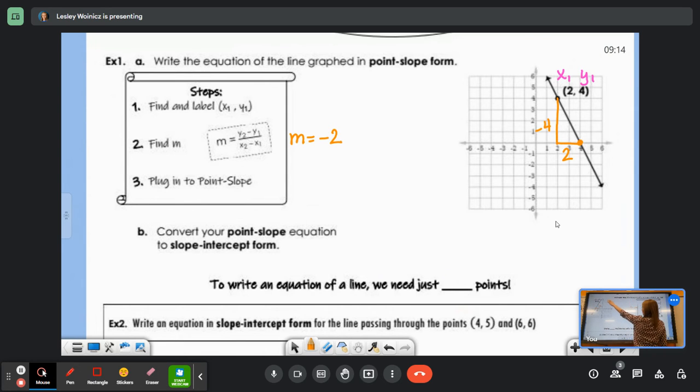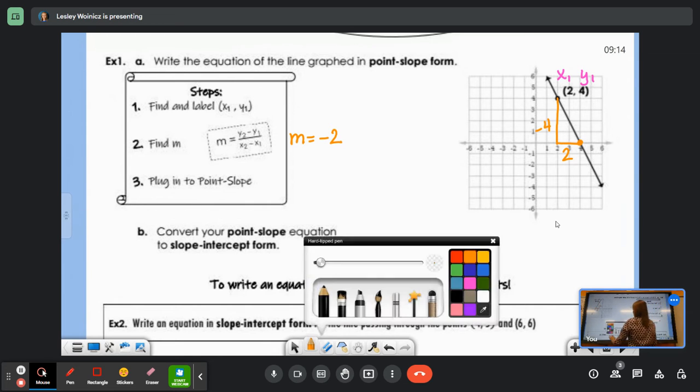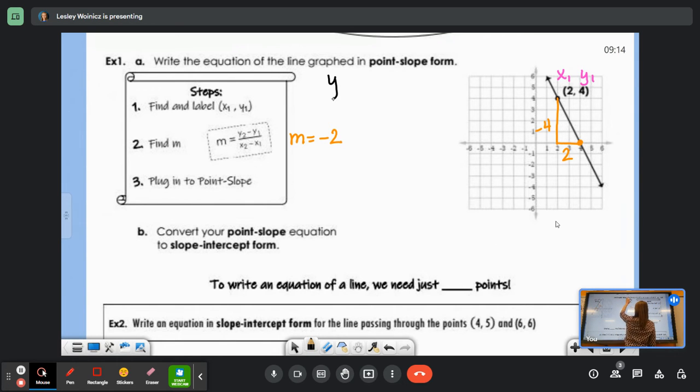Okay, we've got our x sub 1 and y sub 1 labeled. Now we just have to plug into point slope form. Let's remind ourselves what that looks like. It looks like y minus y sub 1 equals m times x minus x sub 1. So we're just going to plug in all of our stuff. So y minus, what's the y sub 1? 4 equals negative 2 times x minus 2. Easy peasy, lemon squeezy.